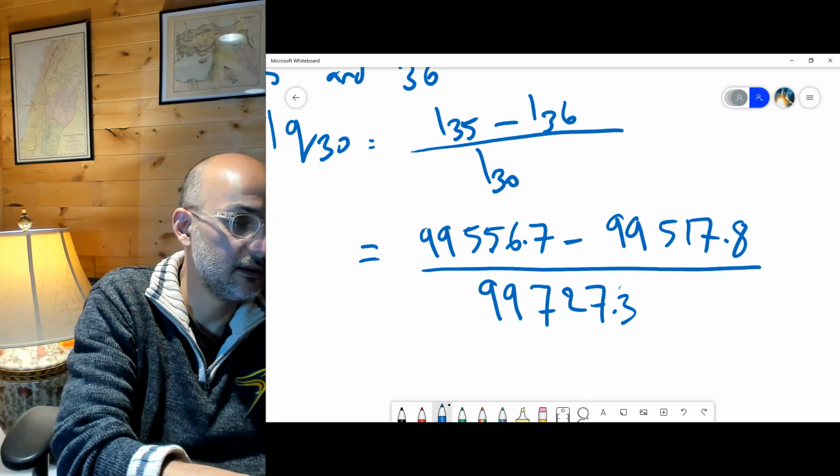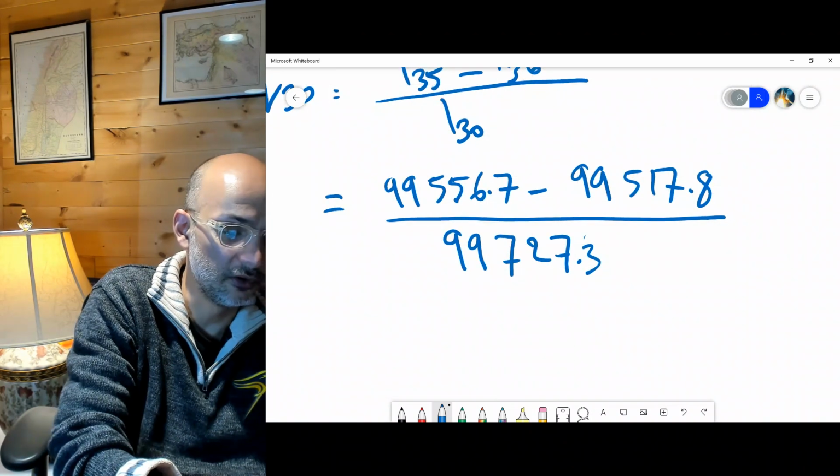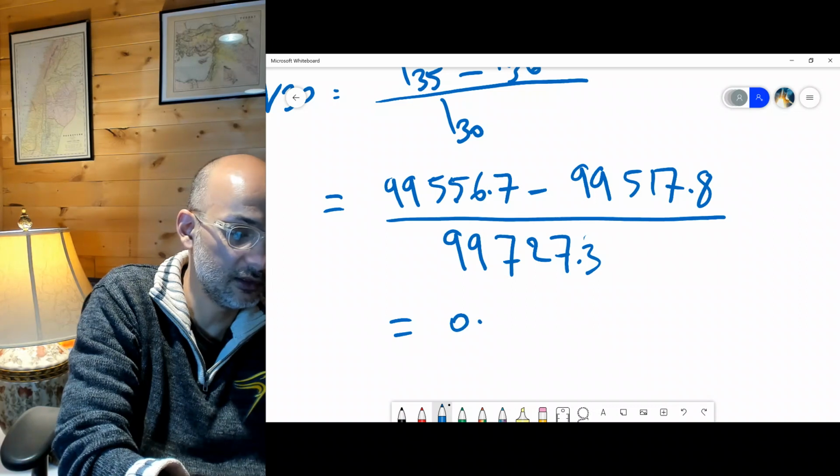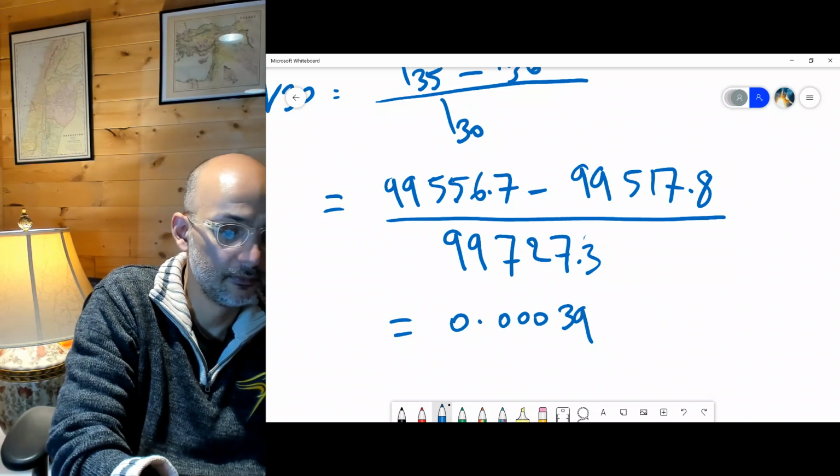What I got is almost 4%. No, I mean 4% of 1%. So this is what I got: 0.0390, 0.00039. Almost, right?